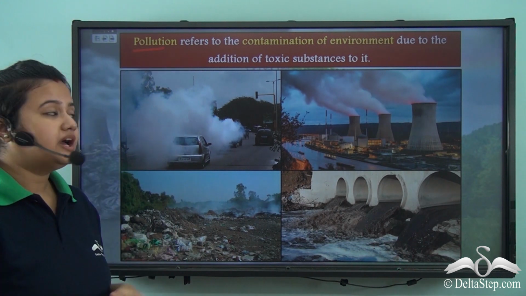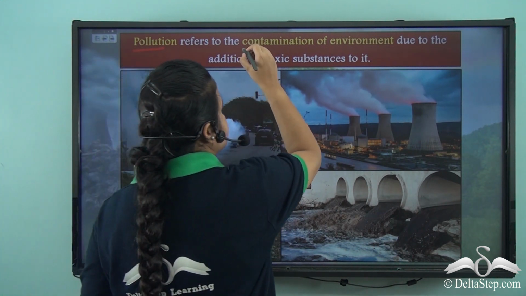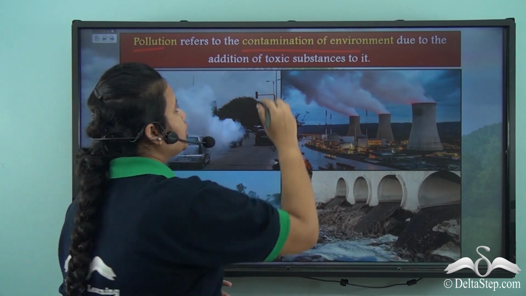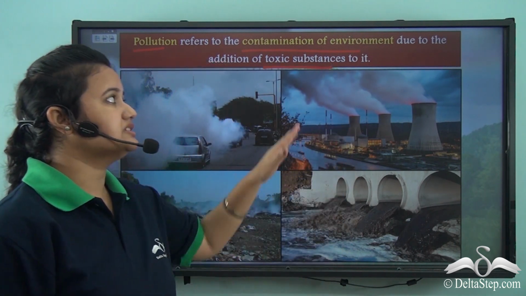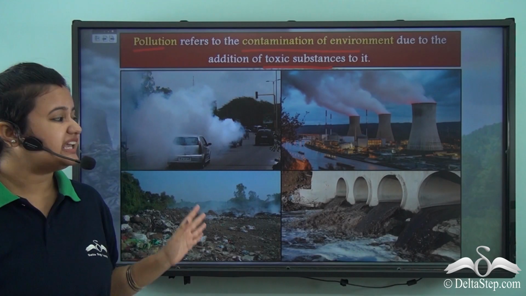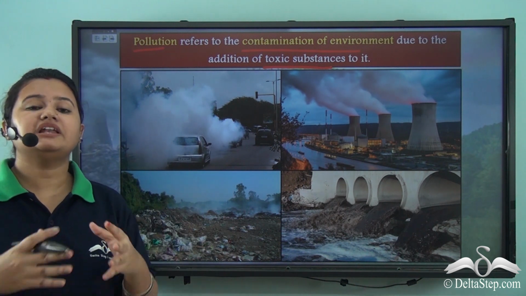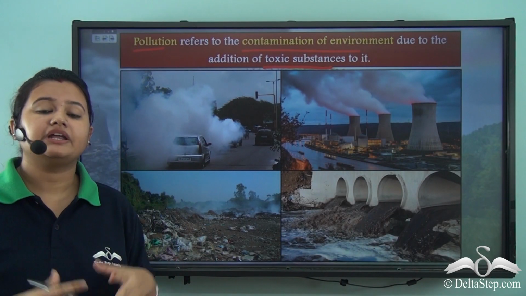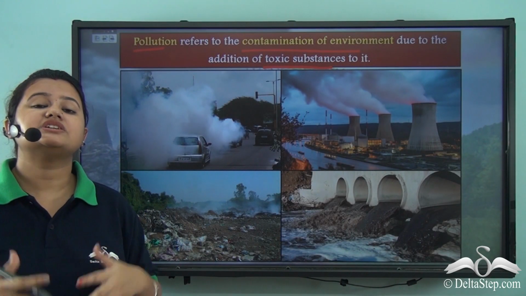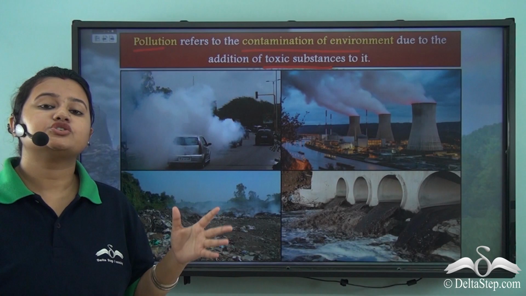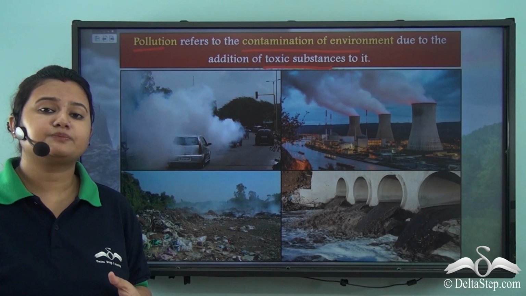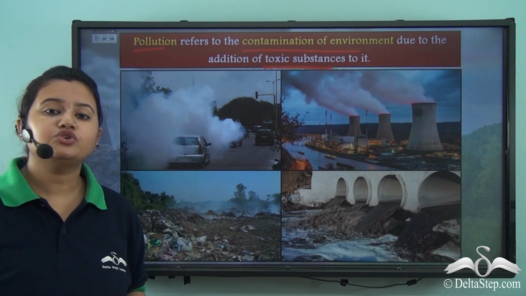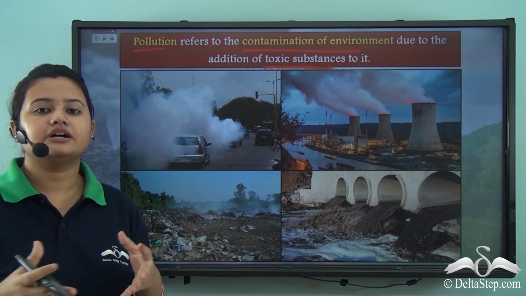So what is pollution? Pollution refers to the contamination of environment due to addition or introduction of toxic and hazardous substances into it. Now, as we can see in these pictures, pollution is mainly caused due to human activities. Although pollution is mostly common in urban centers, now it is a global problem because due to increase in the level of pollution, it has spread to remote parts of the world where no people live. Thus, nowadays, pollution is becoming a serious concern.